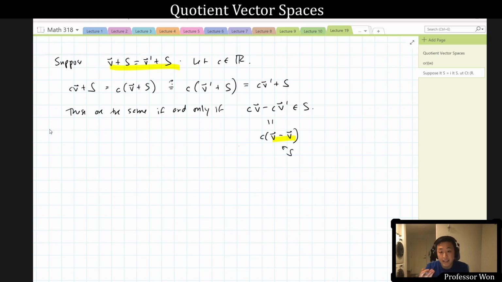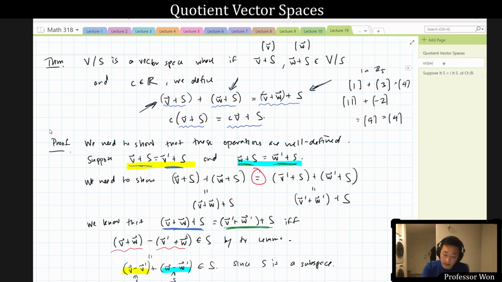And since S is a subspace, it's closed under scalar multiplication, so this whole vector is in S. And that shows that my definition of scalar multiplication doesn't depend on which representative I chose for the plane, which vector I chose on the plane. Okay.